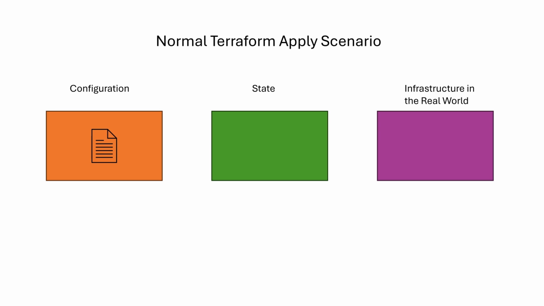So the normal Terraform apply scenario is that you have really three things to keep in mind. First, we've got the configuration that you're going to write, so the Terraform config files. Then we have the state, the Terraform state, and this is what Terraform knows about the infrastructure in the real world. And then, of course, the infrastructure that is already in the real world or is going to get provisioned. So the normal apply scenario is that you go ahead and write your Terraform code or config, and then you run Terraform apply, and that will create a state file and then create the real infrastructure in the real world. So that's our normal Terraform apply scenario.